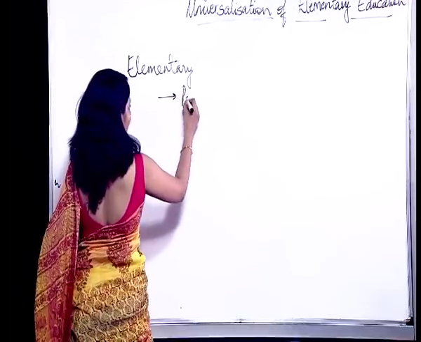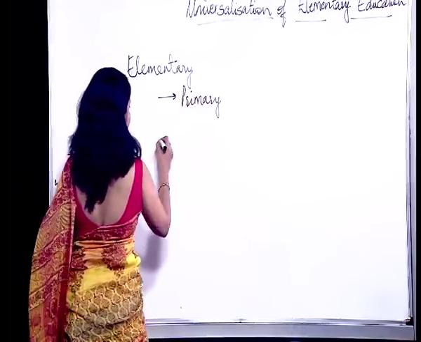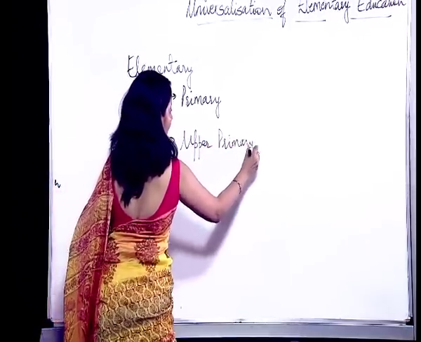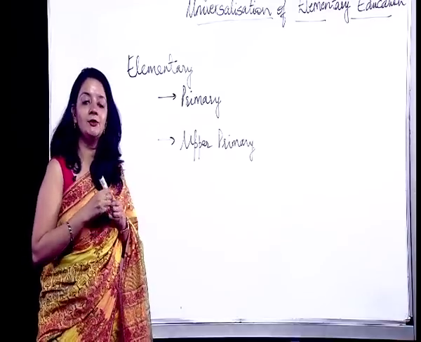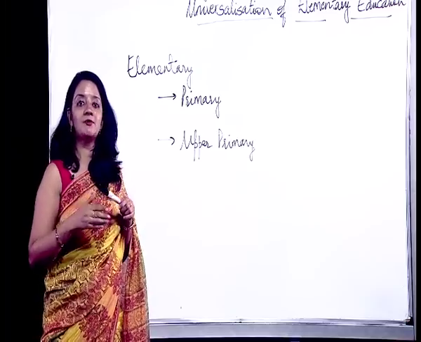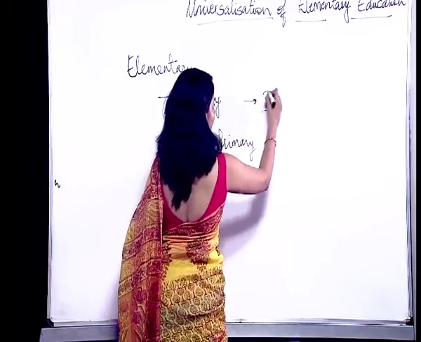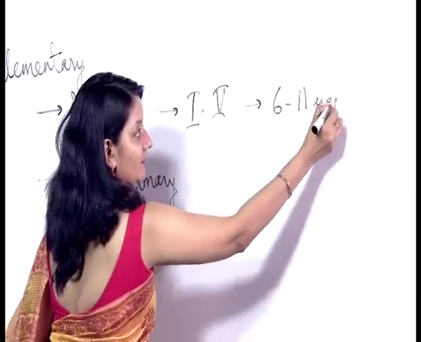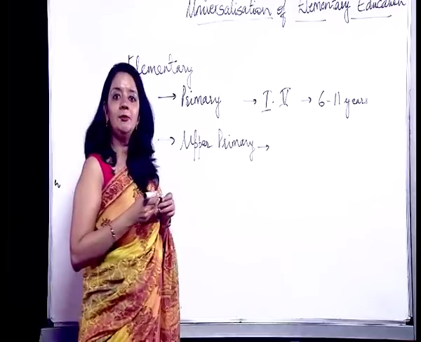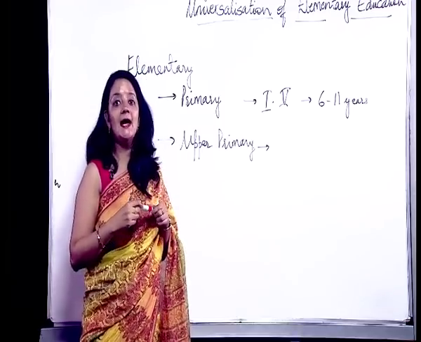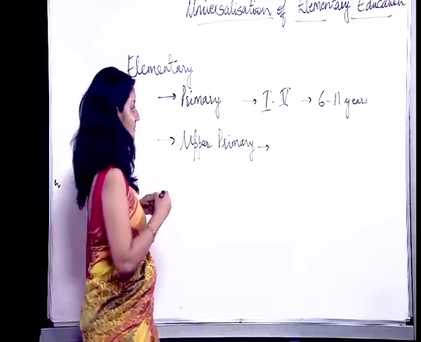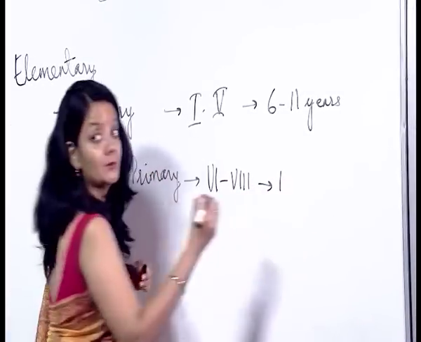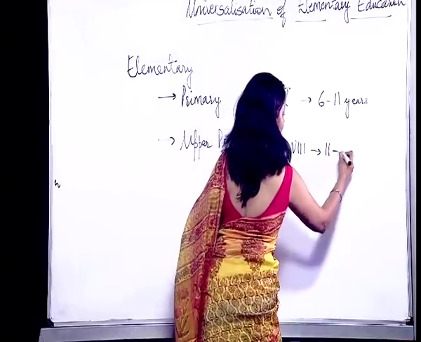The first one is the primary and the second one is the upper primary. Now upper primary and primary, they are different. The first, primary, is for the age group of 6 to 11 years and classes from 1st to 5th are considered in the primary level, right? And as I said, the age group is 6 to 11 years. The second one, which is the upper primary stage, is for classes 6 to 8th and the age group is 11 to 14 years of age.